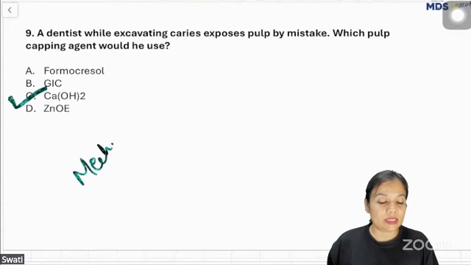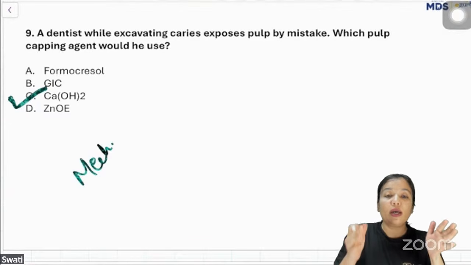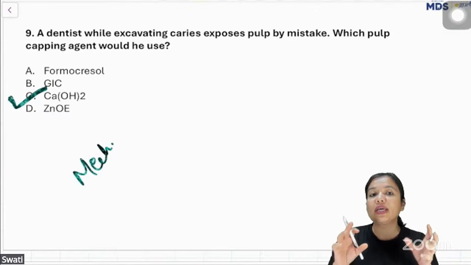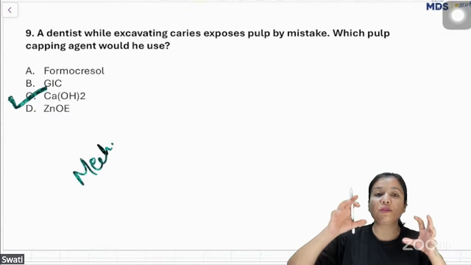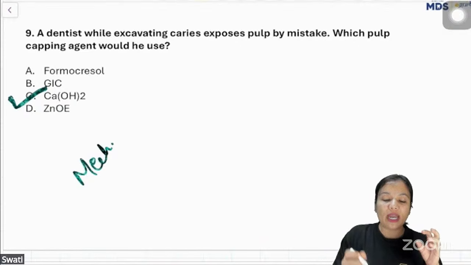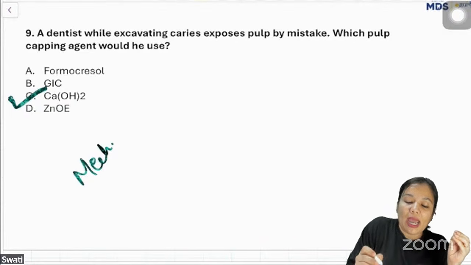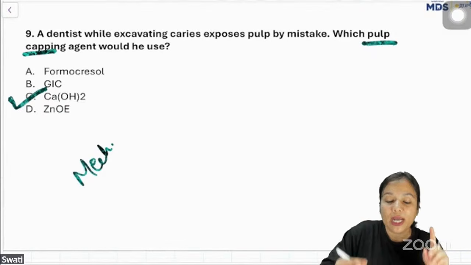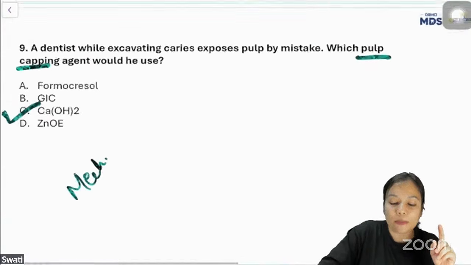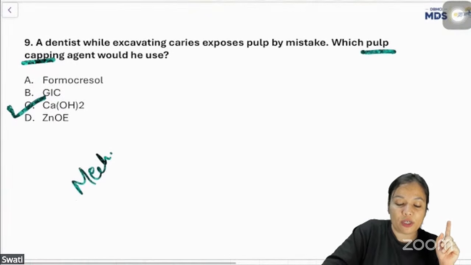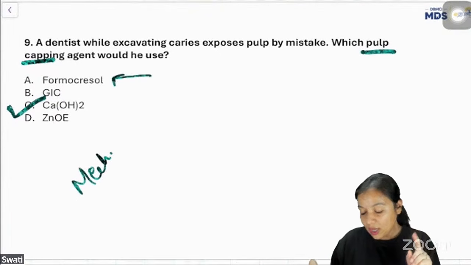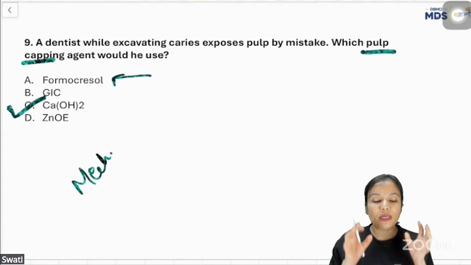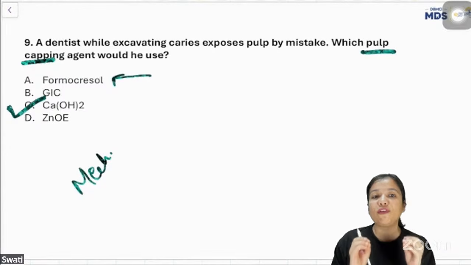Okay, so the answer is C, calcium hydroxide for direct pulp capping. If they had mentioned pulpotomy, so that's again a confusion. Some say that pulpotomy was given. If they had not mentioned pulpotomy and had asked about the pulp capping agent, you go for calcium hydroxide. If pulpotomy was written in the question, then you go for formocresol. Was pulpotomy mentioned in the question? If the word pulpotomy was mentioned in the question, then you go for formocresol.